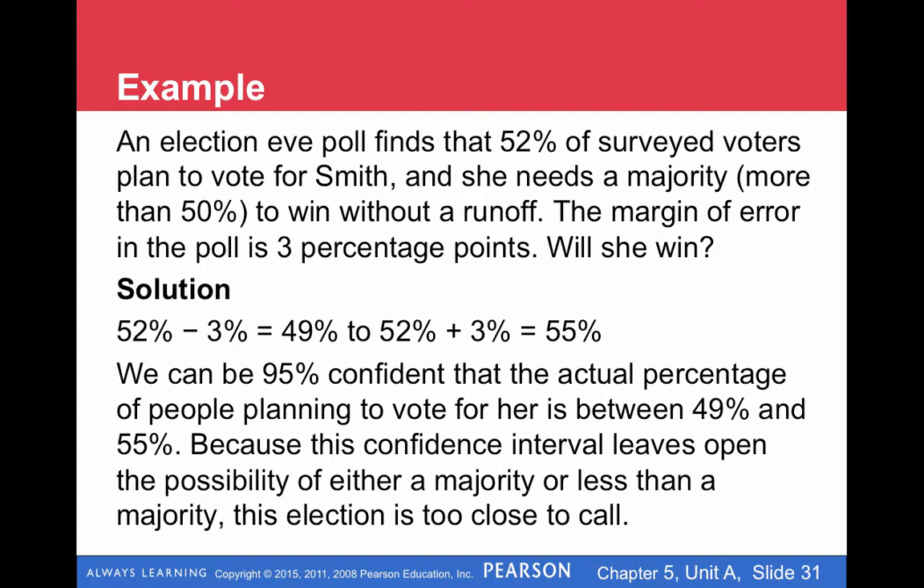49 to 55. We could be 95% confident the actual percentage of people planning to vote for her is between 49 and 55. Because this confidence interval leaves open the possibility of either a majority or less than a majority, this election is too close to call.